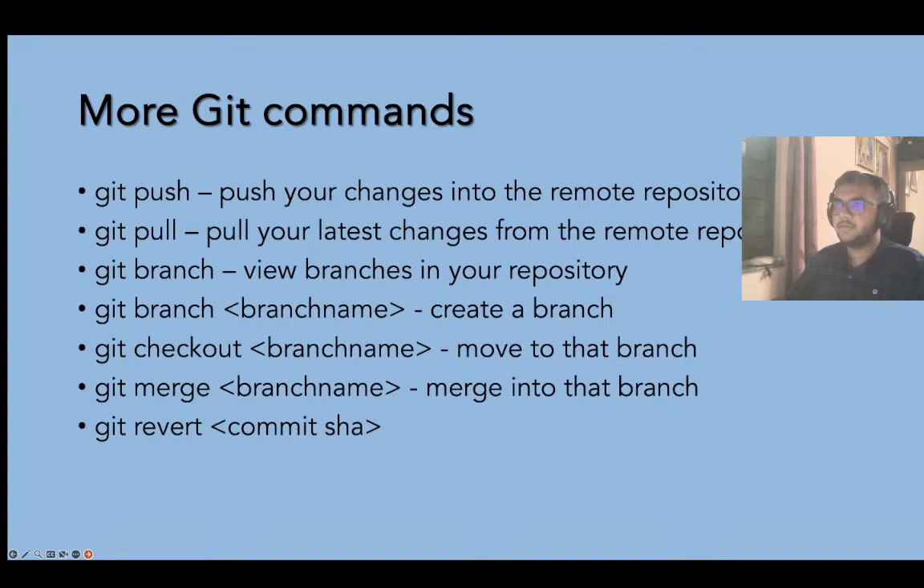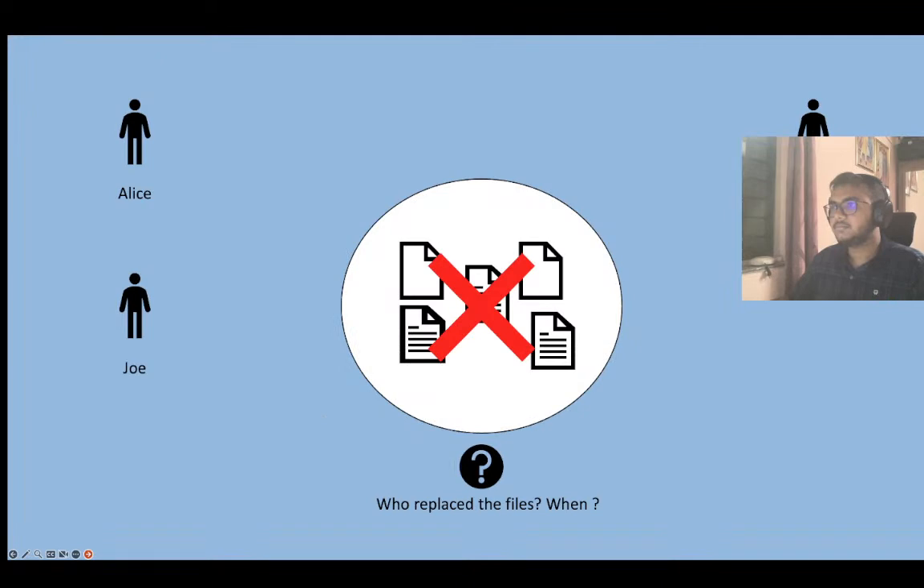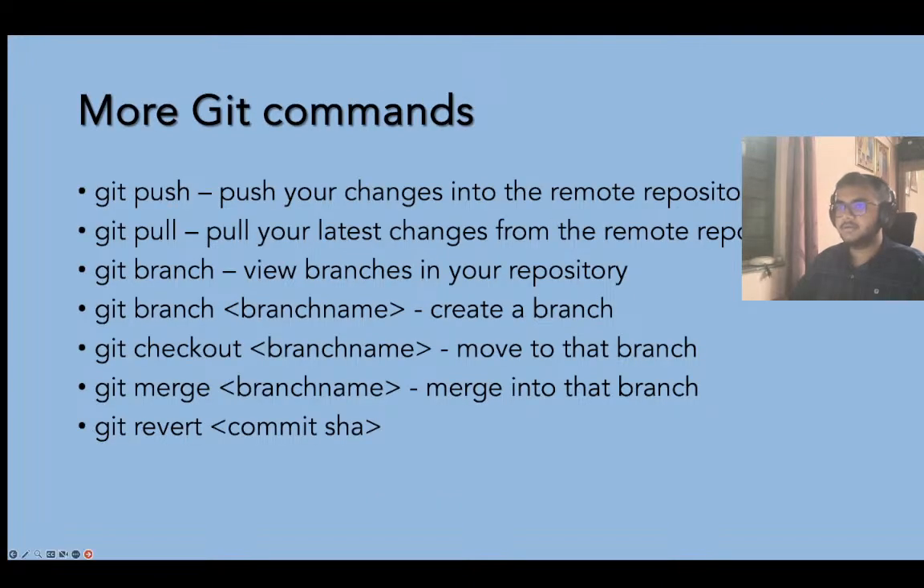So for the GitHub demo, these were the commands that I was talking about here: push, pull, branching, merging, and forking. And yeah, so let's get started with the git commands. I have git push. Git push basically pushes all the changes that you have made into the remote repository.